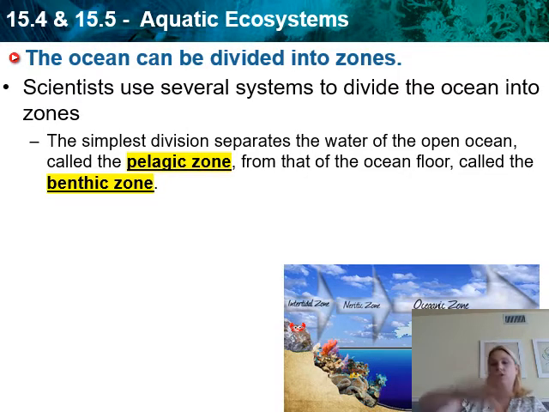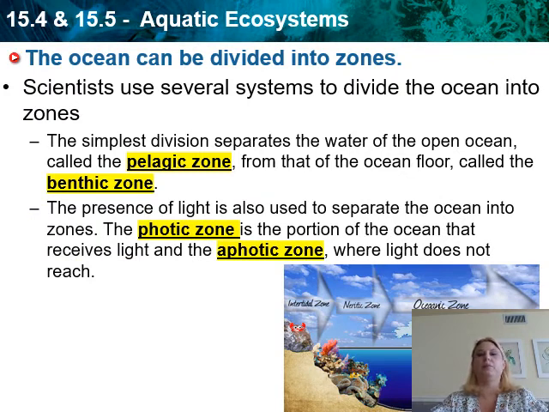Pelagic zone is the open ocean where we find a lot of the organisms like whales and fish and other things swimming. Okay, then the presence of light is also used to separate the ocean into zones. We call it the photic zone. Okay, photic for photo, light, the portion of the ocean that receives light, and then the aphotic zone. A, without or no, so aphotic zone is where light does not reach.